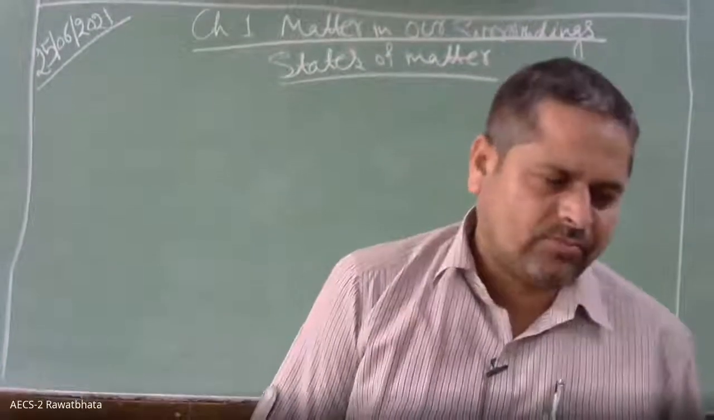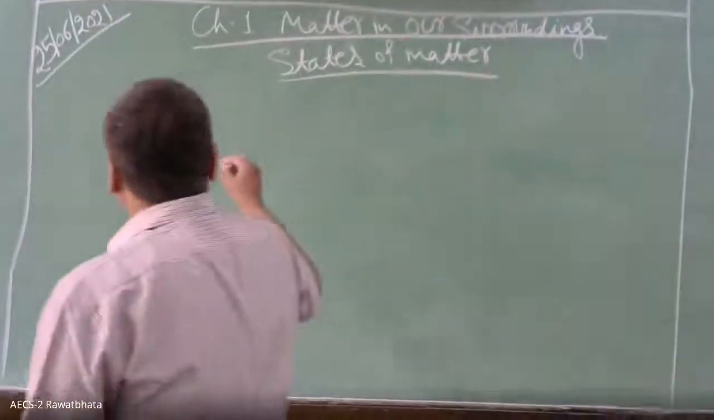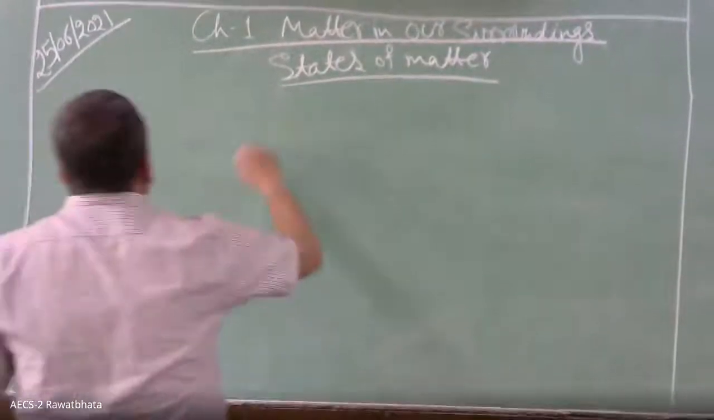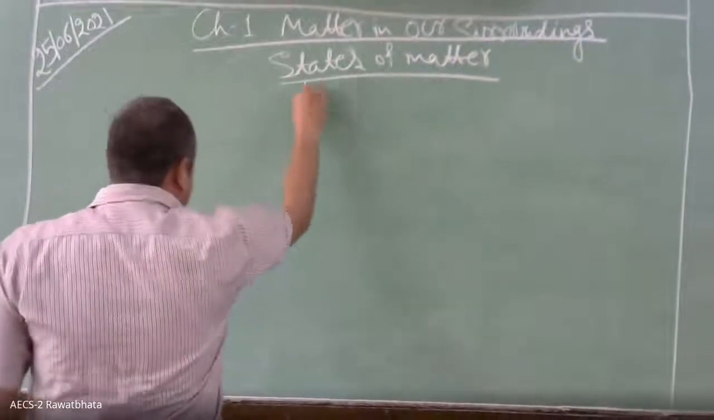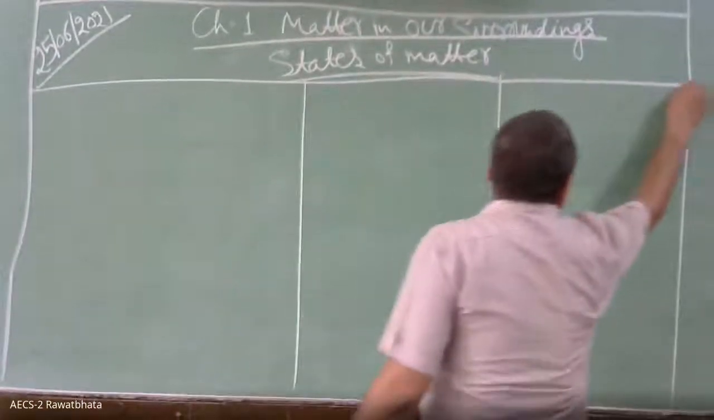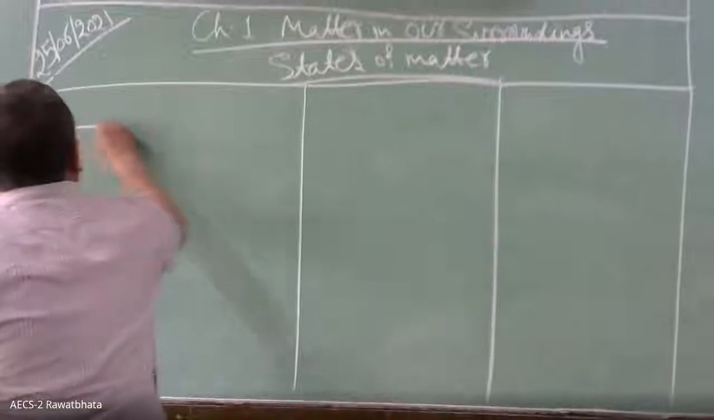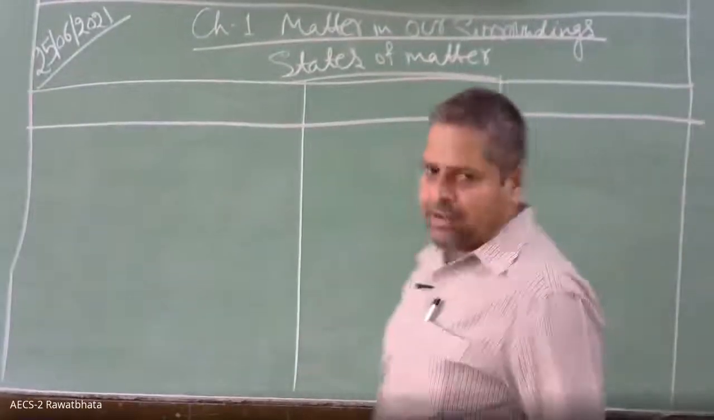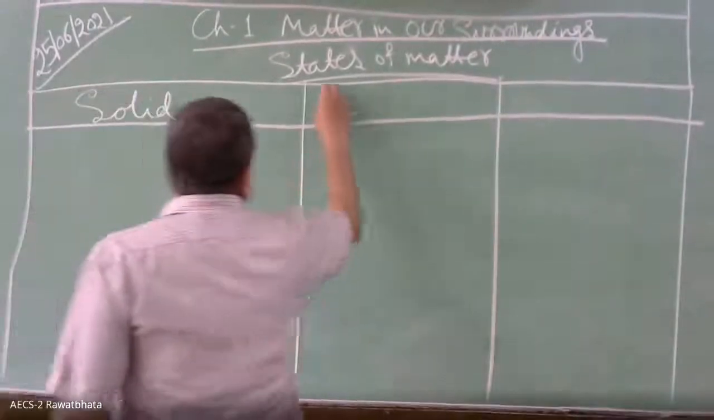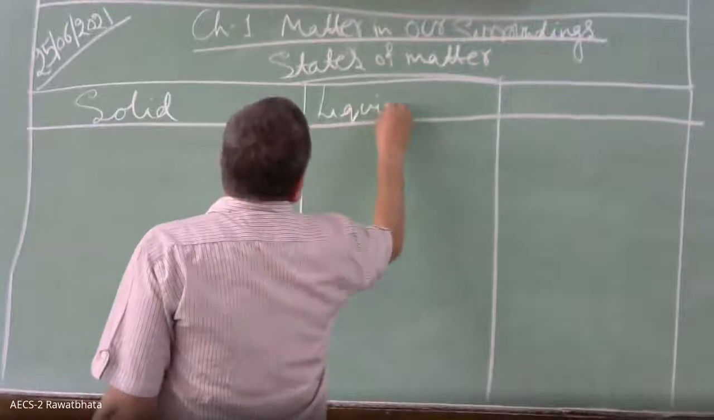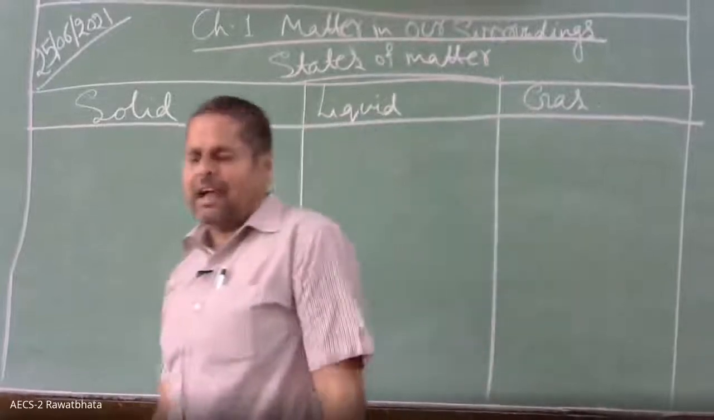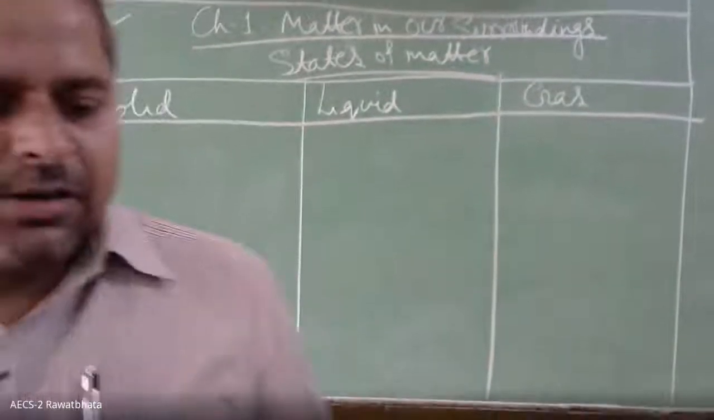Okay, children? We will classify the states of matter into three categories. They are, all of you might be knowing, solid, liquid, and gas. These are the three types of matter.